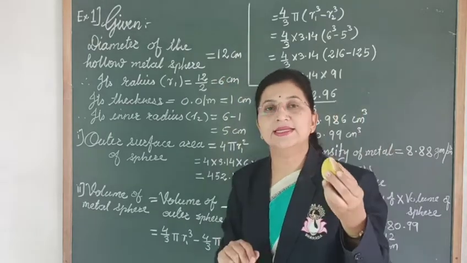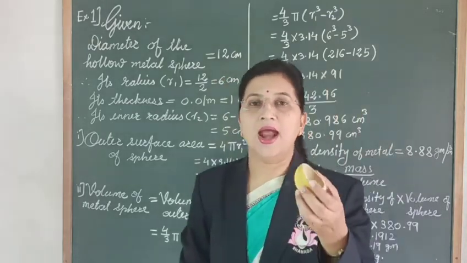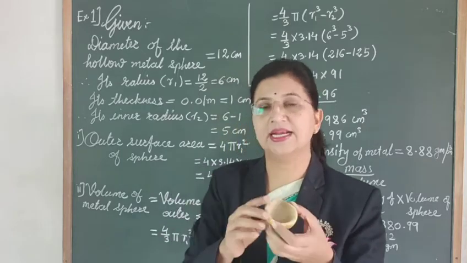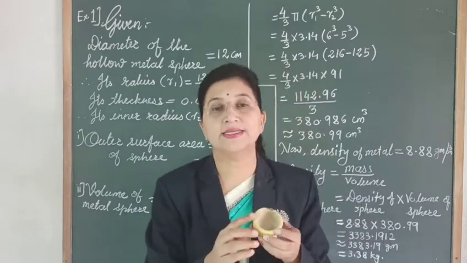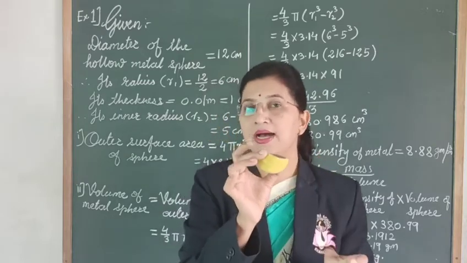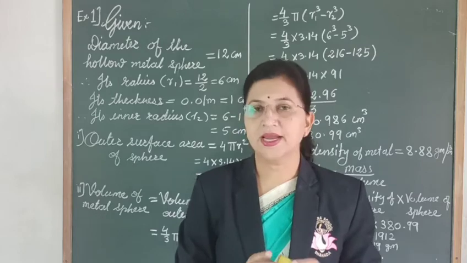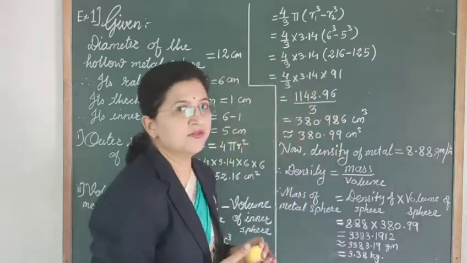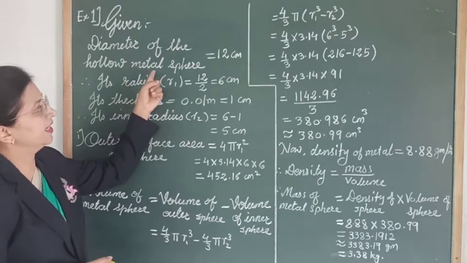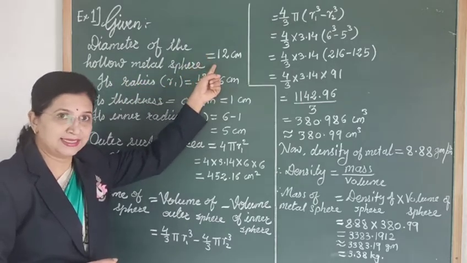Okay, then its density is also given, and by using this density, diameter and thickness, we are asked to find its outer surface area as well as the mass of this sphere. Okay, so let's see how to solve. First, let's write down the given. The diameter of the hollow metal sphere is given as 12 centimeter.